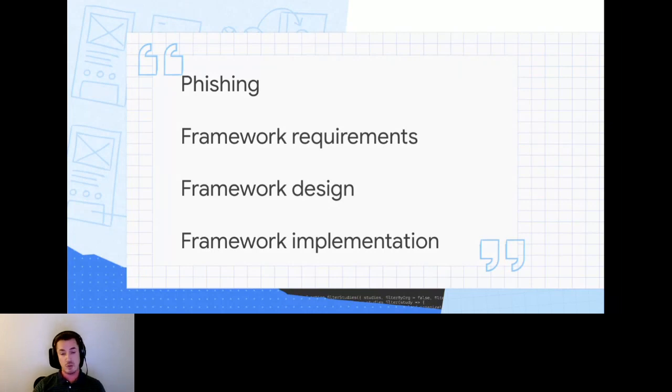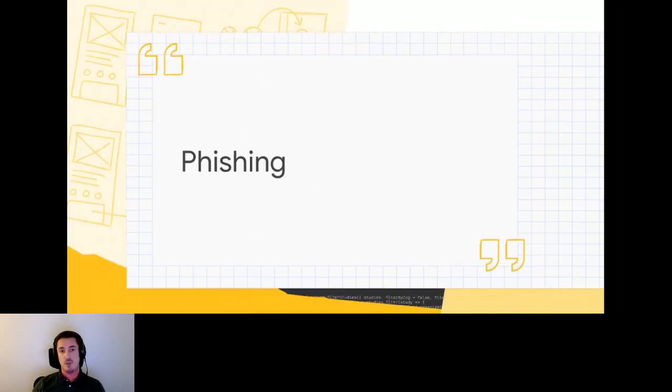Whenever we build any framework, there are a couple of things we need to think about: framework requirements, framework design, and framework implementation. It's very important for these steps to be done properly. If we do not have good requirements and a good design, we will not be able to get this phishing email framework, or any framework actually, implemented. So, starting with the first one, phishing.